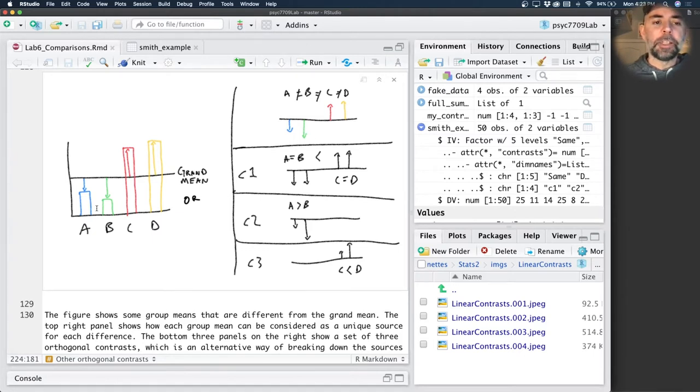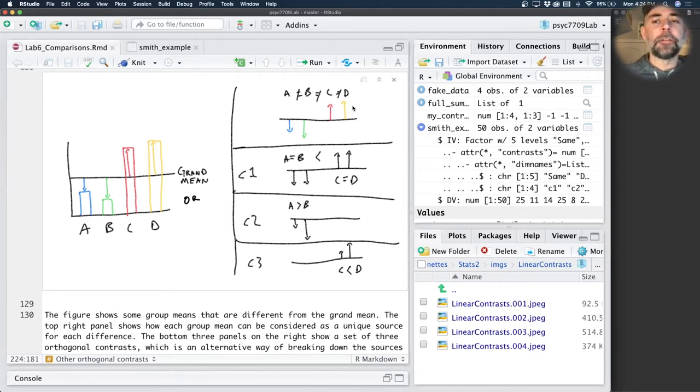That is the differences from the grand mean, and I've drawn those with little arrows going up or down for each color. Group A is a little bit down off the grand mean, group B's a little further. The idea is that each of these has independent contributions. They're unique contributions. They're unique reasons why the group mean is different from the grand mean.